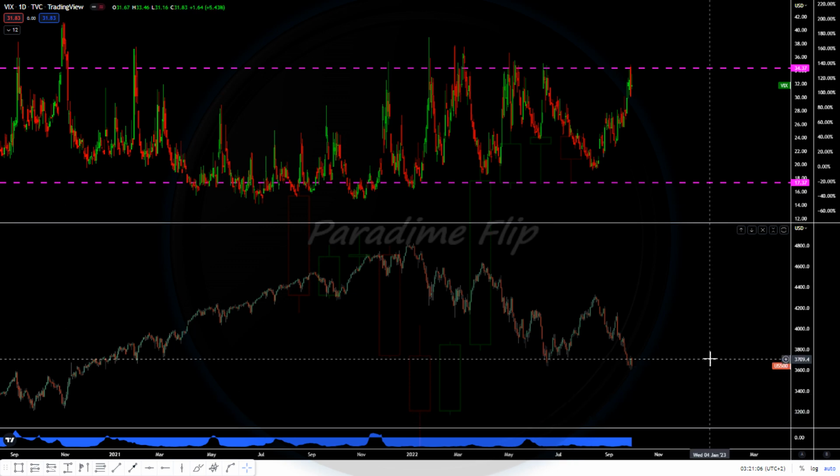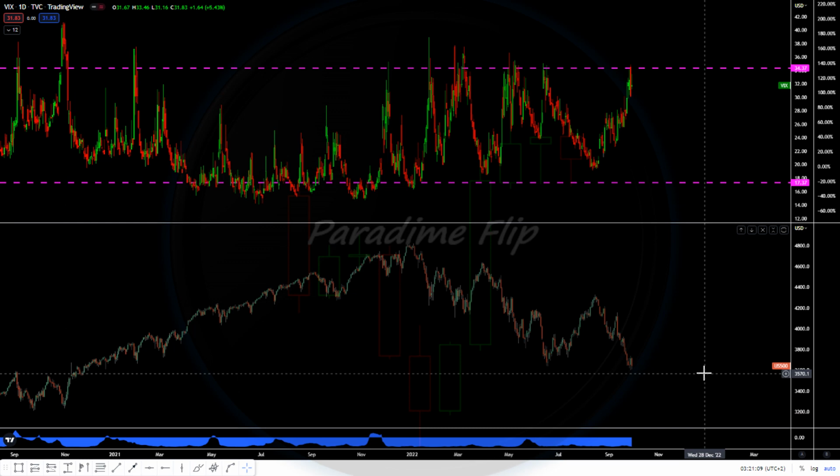Okay, so when we are looking at indices or equities, we don't want to look at them in isolation. We want to look at the VIX along with the S&P 500. At the top here we have the VIX, and in the bottom panel we have the S&P 500. You're going to use these two charts together to make decisions going forward.